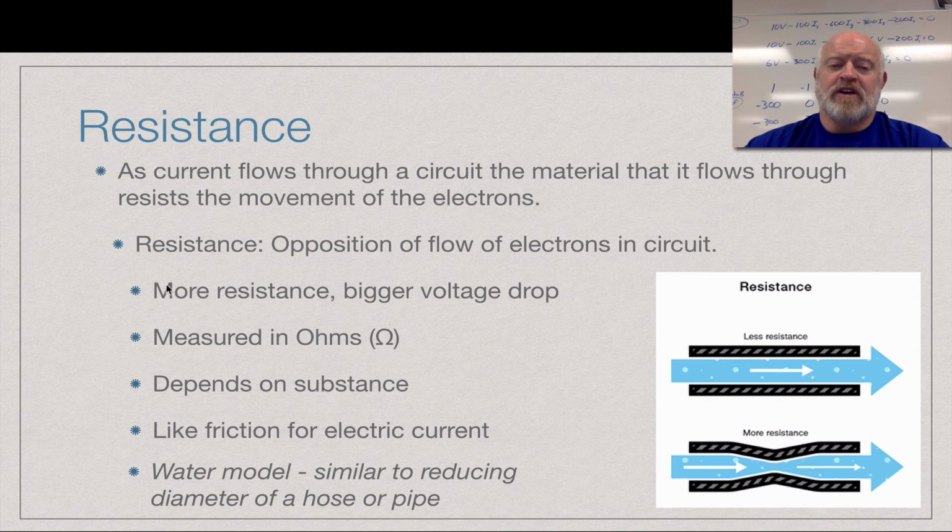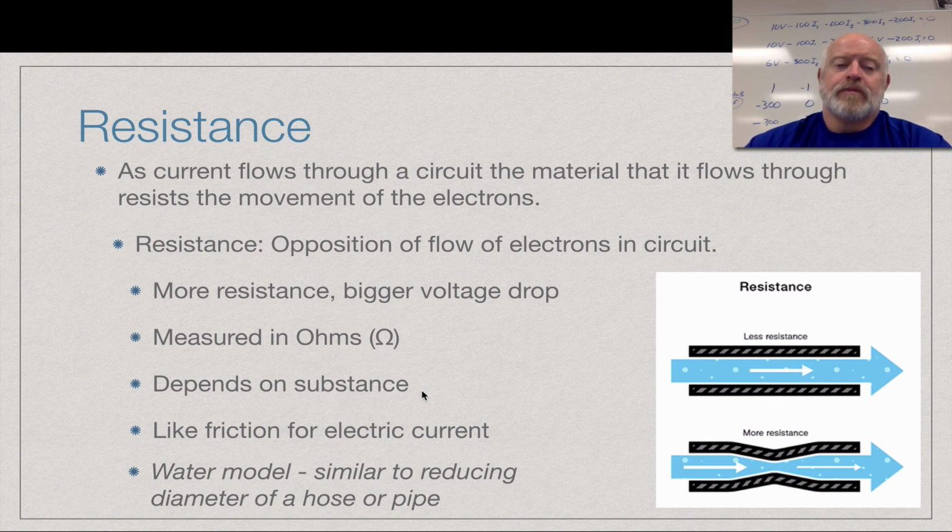Okay, if you have more resistance, you get a bigger voltage drop, or basically there's more voltage used, or a bigger energy change in a substance. That's measured in ohms. We use the Greek letter omega to represent ohms, and it completely depends on the substance. Sometimes in circuits we put in specific resistors because we want to create a voltage drop. Sometimes we deal with the fact that there is resistance, and even though we don't like it, we gotta work with it. Sometimes the device that we power, let's say it's a speaker or a light bulb or something in your cell phone, just has some resistance to it.